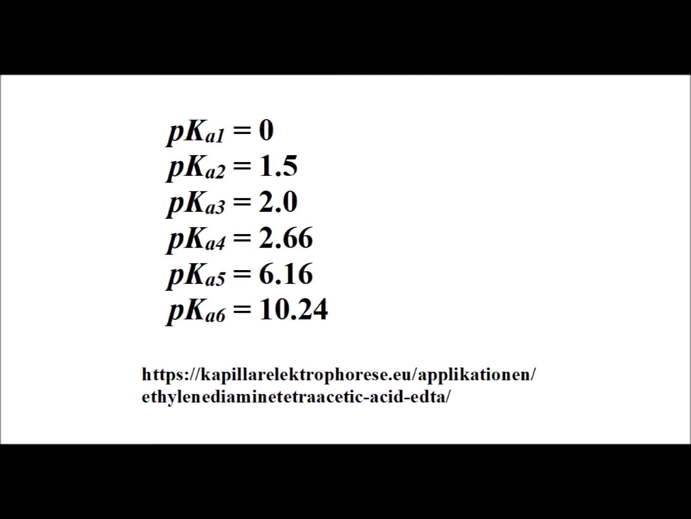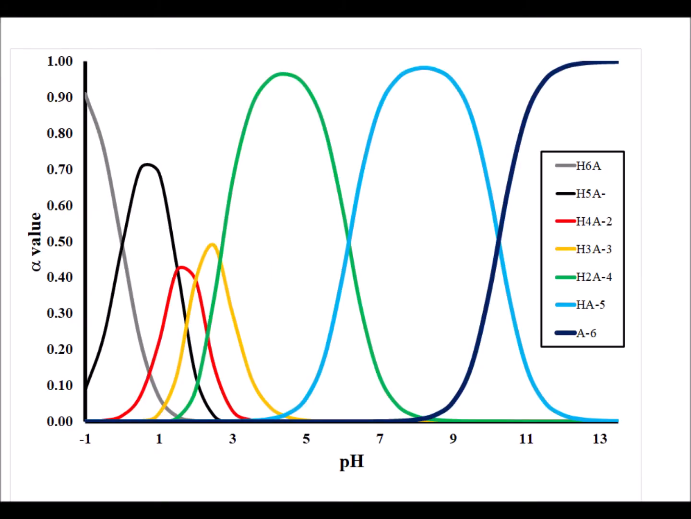Here we list the pKa's for all 6 of the acidic functional groups in EDTA. Notice that the first 4 are between 0 and about 2.66, which is typical for carboxylates, and the final 2 are for the ammonium functionality. And here we have the chart demonstrating the particular alpha values for different species of EDTA at different pH values.